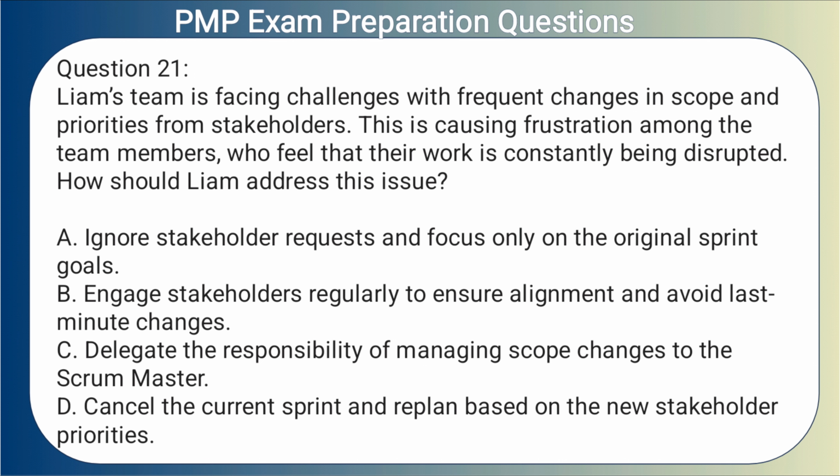A. Ignore stakeholder requests and focus only on the original sprint goals. B. Engage stakeholders regularly to ensure alignment and avoid last-minute changes. C. Delegate the responsibility of managing scope changes to the Scrum Master. D. Cancel the current sprint and replan based on the new stakeholder priorities.